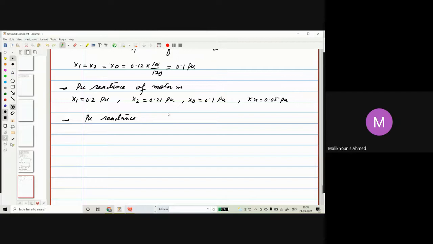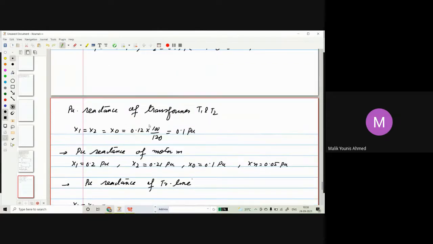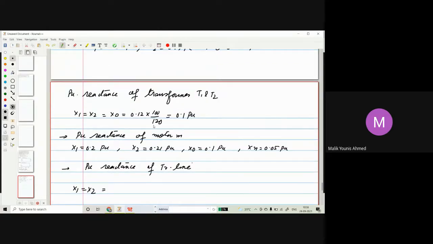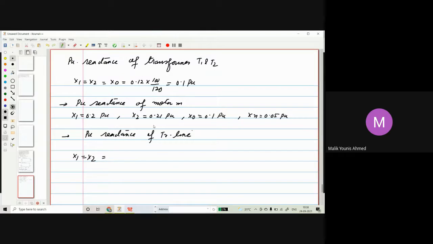Next is per unit reactance of transmission line. X1 will be equal to X2, which will be equal to, I'll write the formula directly, V base line to neutral whole square divided by S base, that will be 20 into actual value by the base value. Everything I have written here, 138 squared. You know these formulas, so I don't need to.